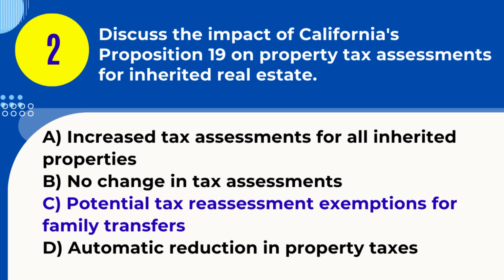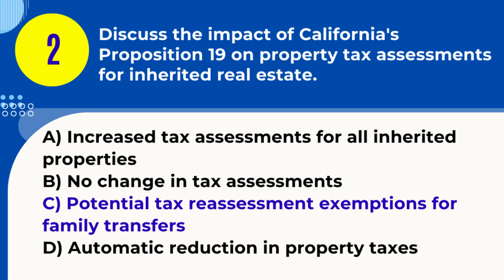Answer: C. Potential tax reassessment exemptions for family transfers. Explanation: Proposition 19 in California allows for potential property tax reassessment exemptions when real estate is transferred between family members under certain conditions.